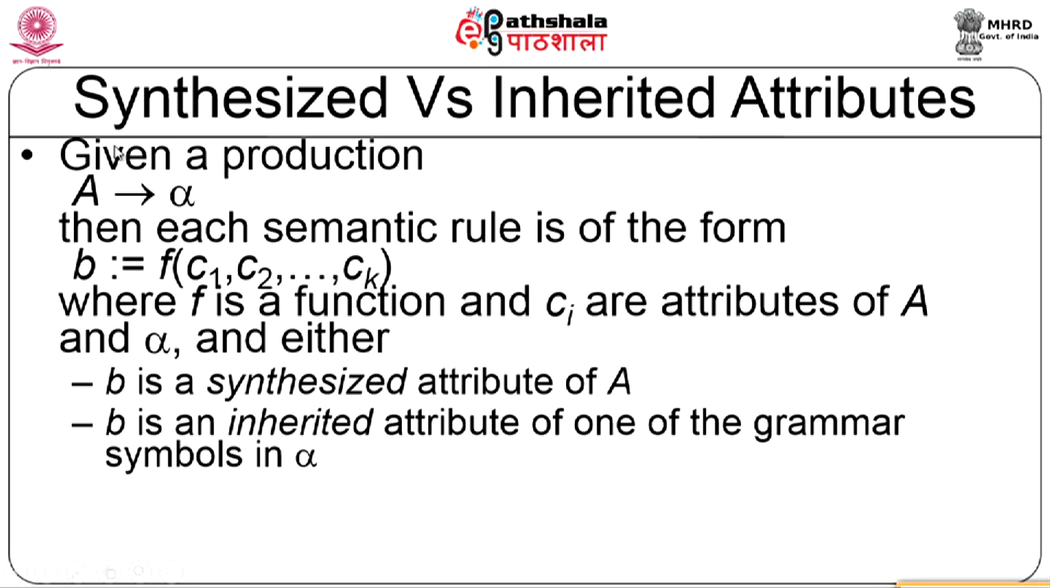So, I will have A produces alpha. When I have simply B, I am referring to it as a terminal, or I can say it is going to be the LHS of a particular semantic rule. In that case, B is referred to as the synthesized attribute of A. I can also consider B as an inherited attribute of one of the grammar symbols in alpha. So, depending upon what alpha contains, B can also be an inherited attribute. It can be either a synthesized attribute or an inherited attribute, not both. So, when will I call something a synthesized attribute and when will I call something an inherited attribute is what we are trying to look at now.